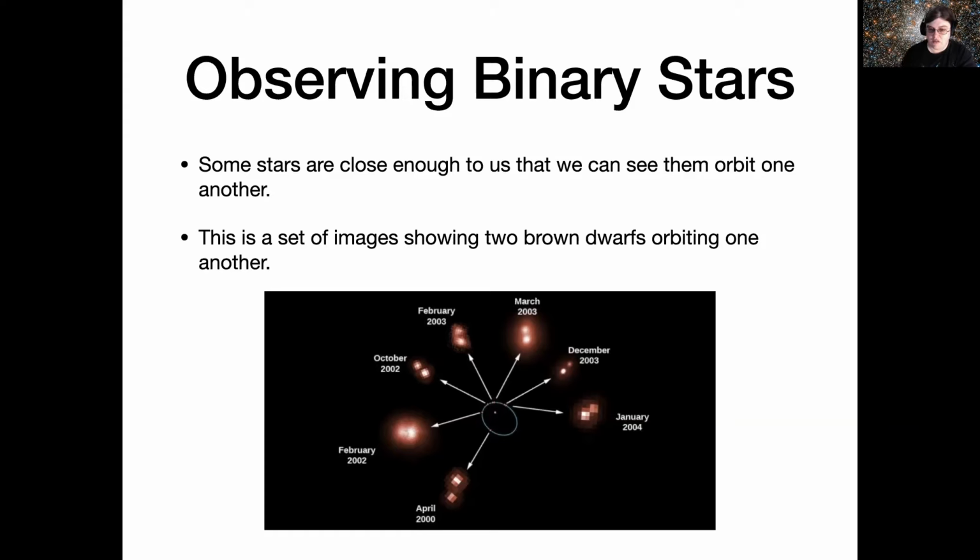We tend to do this with nearby stars. Alpha Centauri, we can literally see A and B orbit each other. Proxima Centauri is harder because it's much farther away than A and B are from one another, so it's orbiting very slowly. And here's another example.